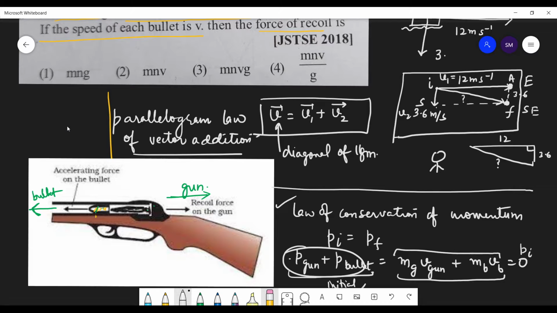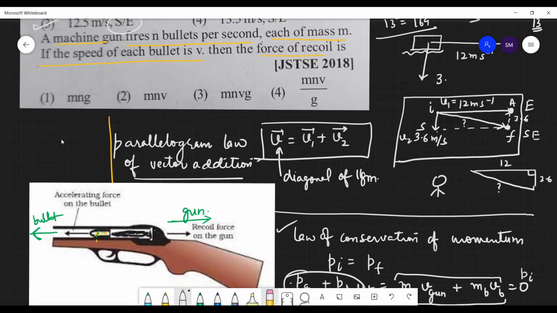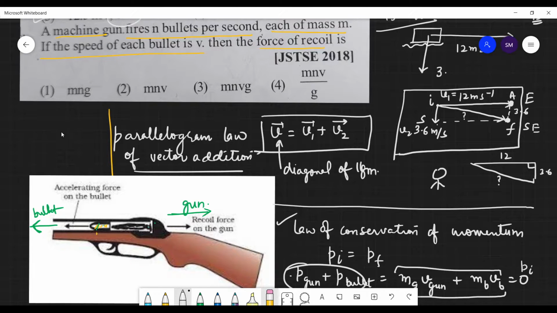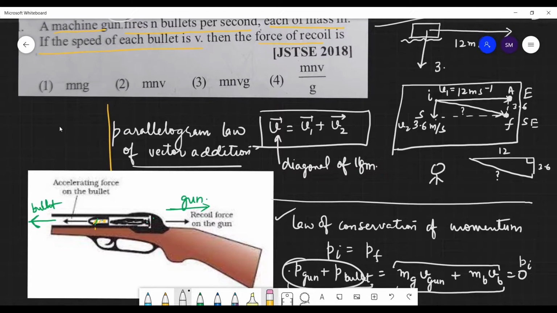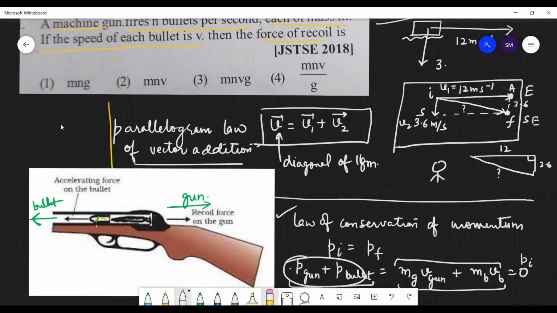Option 2. Okay. So m is the mass of the bullet here, n is the number of bullets, and v is the speed of the bullet. So all the three, m and v, are for the bullet. Yes. What about others?